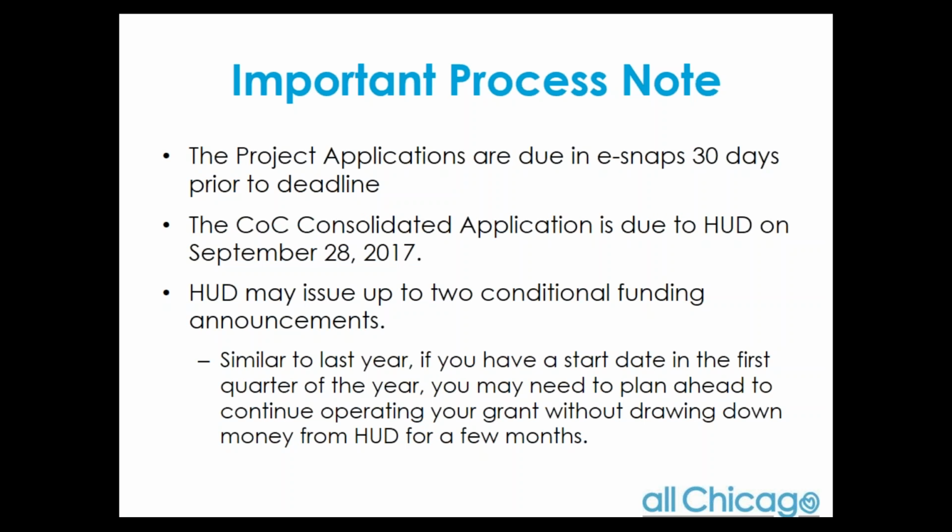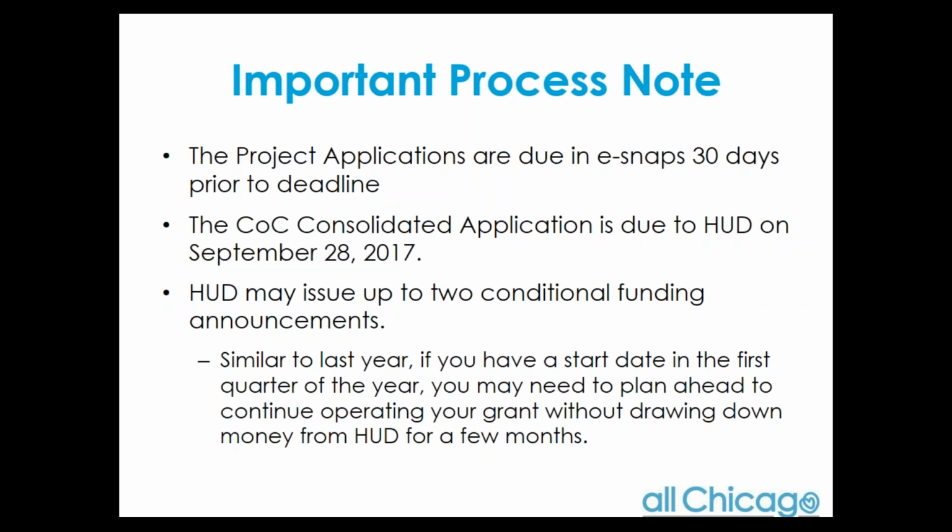So a couple of important process notes. The NOFA did stipulate in it that all project applications are due 30 days in advance of the deadline. So even though the NOFA, the consolidated application, is due to HUD by September 28th, all project applications are due in eSNAP 30 days before. So this is why we have somewhat of a different timeline for you that we'll be going over further along in the presentation.